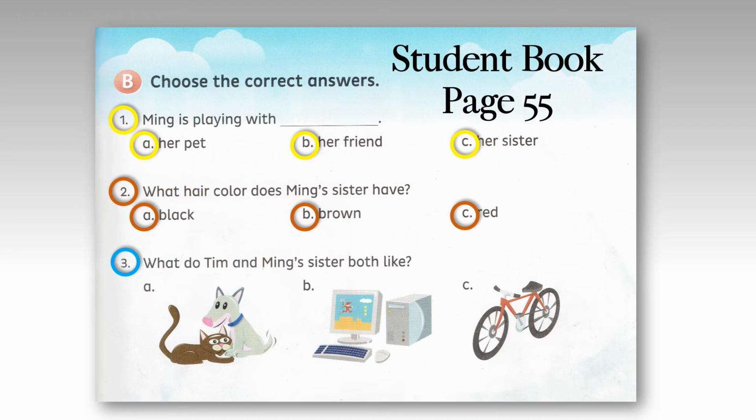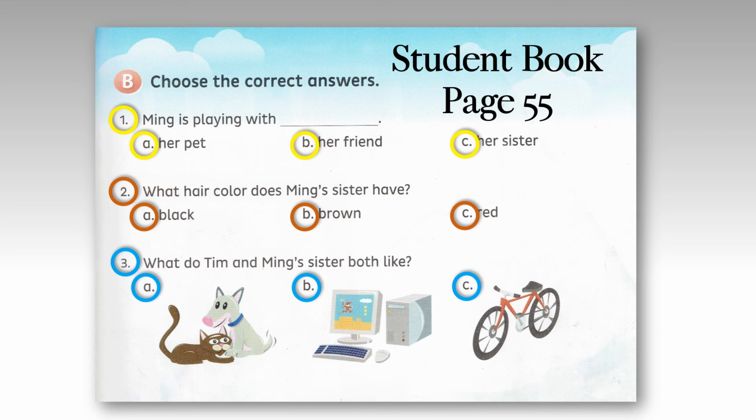What do Tim and Ming's sister both look like? What does the word both mean? Both. B-O-T-H, both. It means two things or two people. And we are talking about them together, both. So Tim and Ming, both. What do Tim and Ming's sister both like? Is it A, cats and dogs? B, computer games? Or C, riding bicycles?